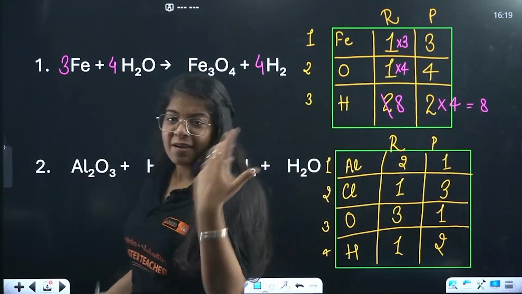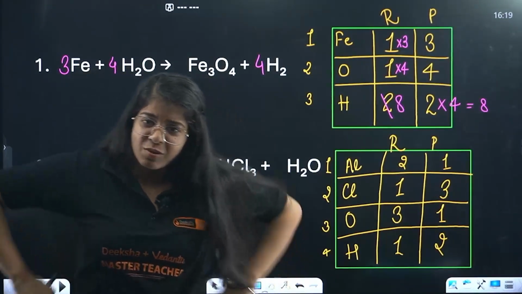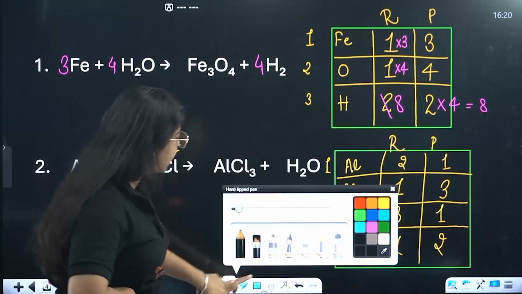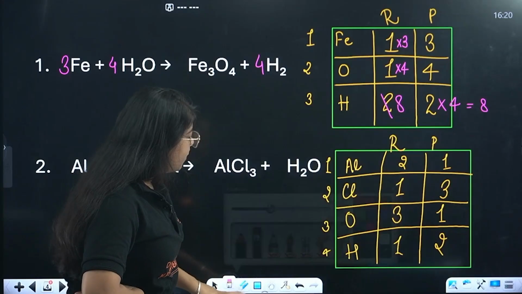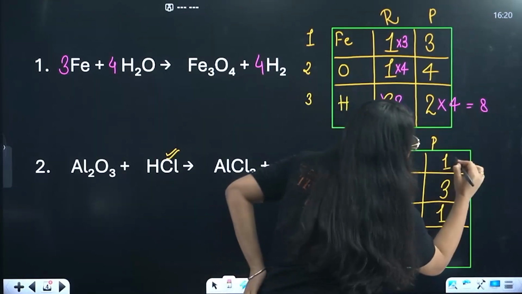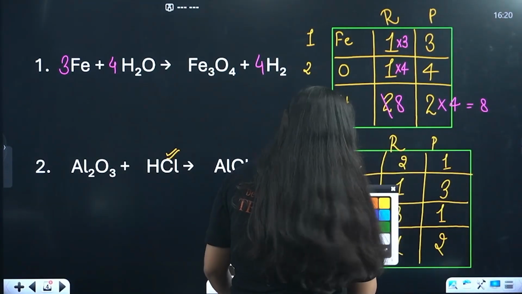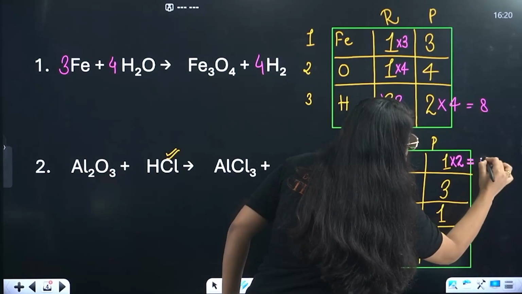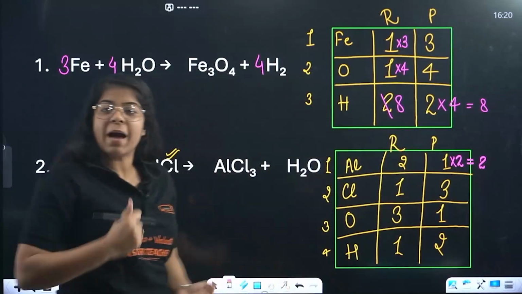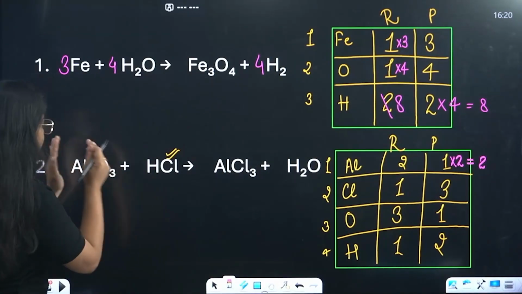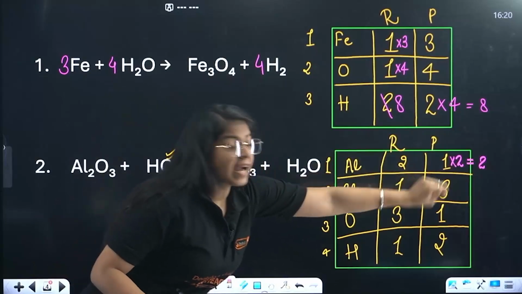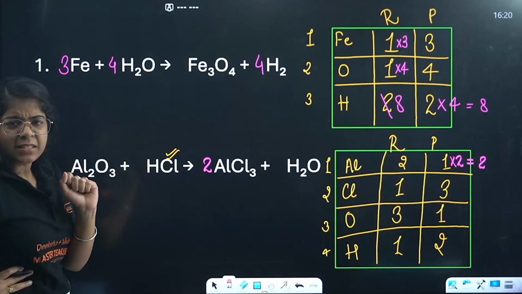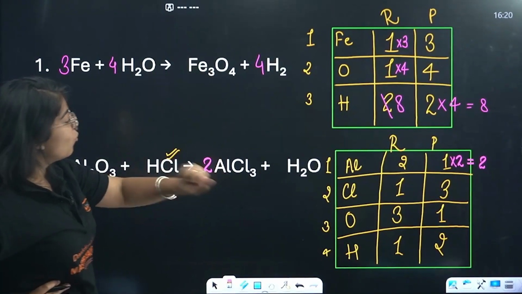Ma'am, what is this? Everything is unbalanced. Why are you doing this to us? It is very easy. Okay, now see. First, you have to balance aluminium. So what will I do? If I multiply this one with 2, I will get 2 aluminiums, and now they are balanced. So I'll multiply the product side with 2 as well, so I'll write 2 here. Understood? Okay, then we'll move on to chlorine.